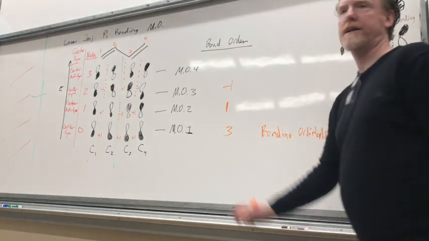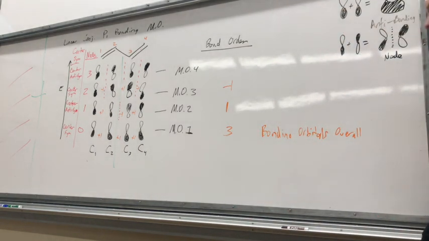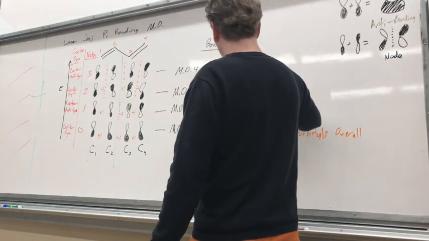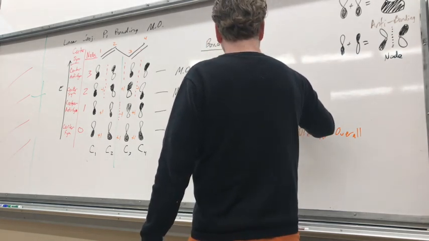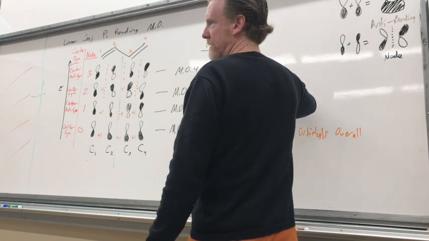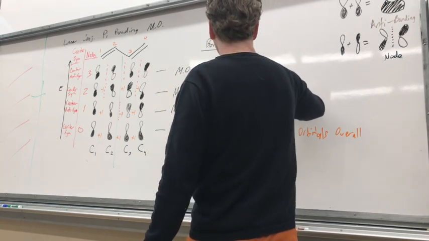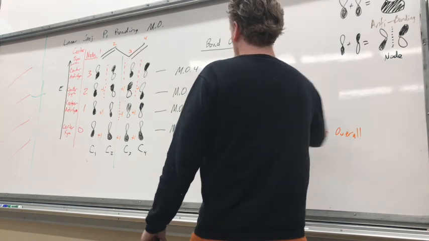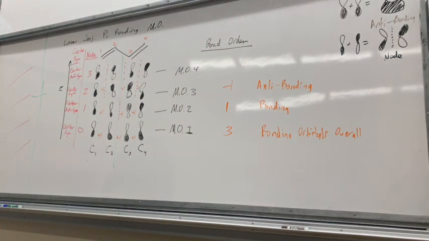So it's an overall bonding orbital with a bond order of 3. This next one, what do you think? Overall bonding or not? Bonding, yep. And then the next one, it's called antibonding. This is an antibonding orbital. This will destabilize the molecule. When an electron goes into that orbital, it makes the molecule less stable, more reactive.